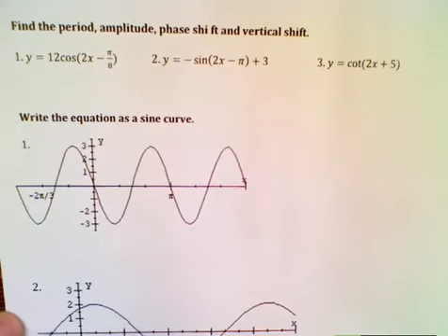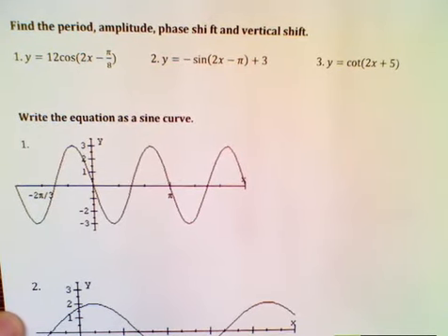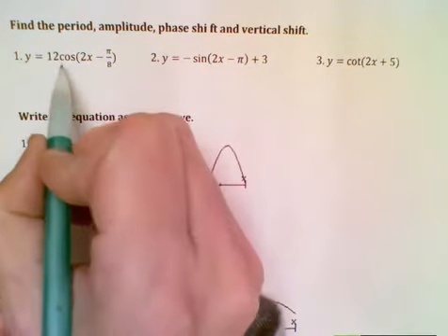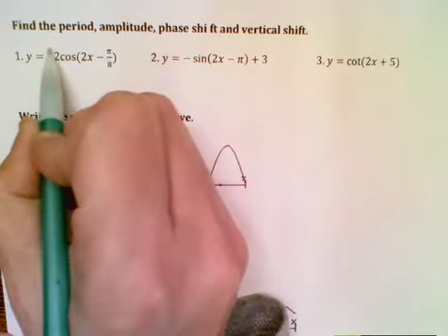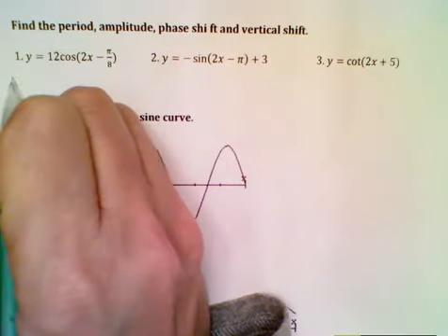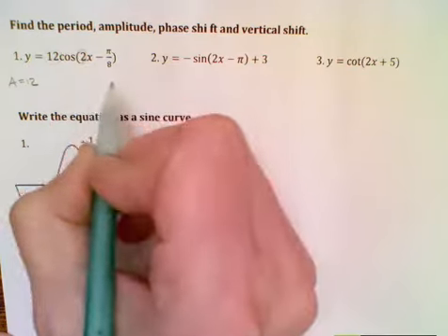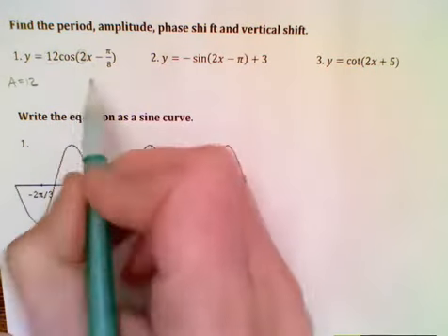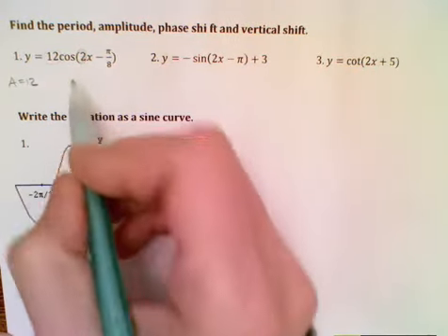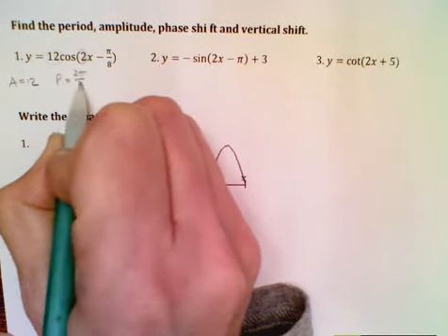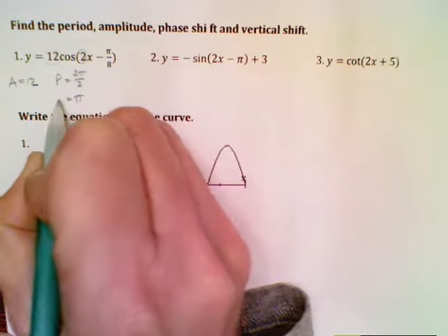Alright, and finally page 3, find the period, amplitude, and phase shift, and the vertical shift of an equation. So remember the amplitude is here, so amplitude would be 12. Period is 2 pi for cosine, sine, and secant, cosecant. It's 2 pi divided by b. So for the period, I'm going to take 2 pi and divide it by 2, so I get pi is the period.